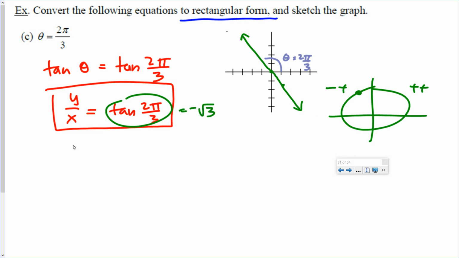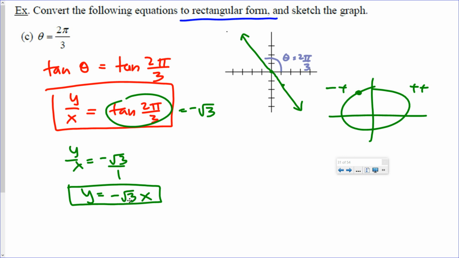And so my formula is y over x is negative square root of 3. This is really over 1. So if I cross multiplied here, I could get it into y equals mx plus b form. And what does that tell me? It tells me the y-intercept is 0, and it has a slope of negative square root of 3. So square root of 3, 1, square root of 3, 1. If that makes any sense.